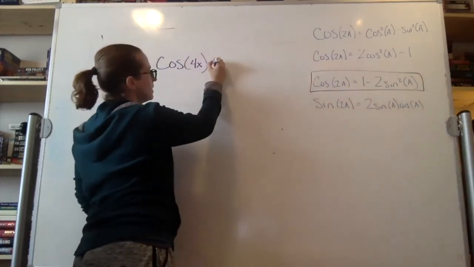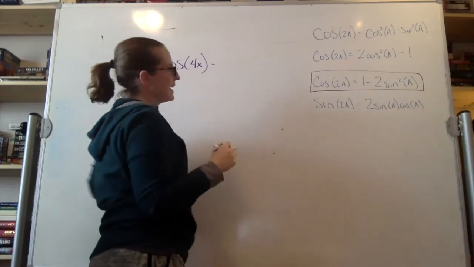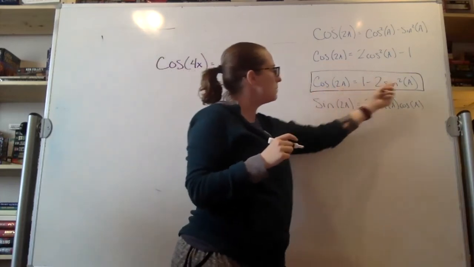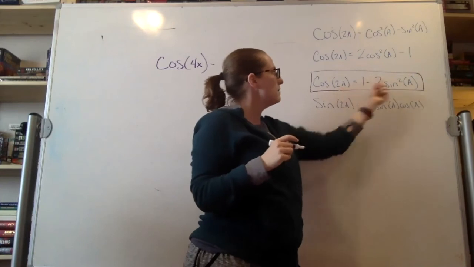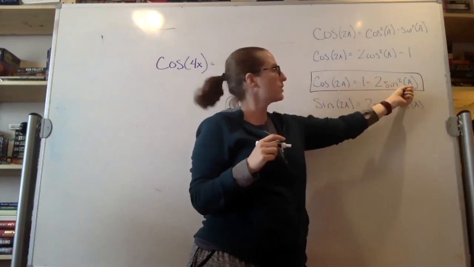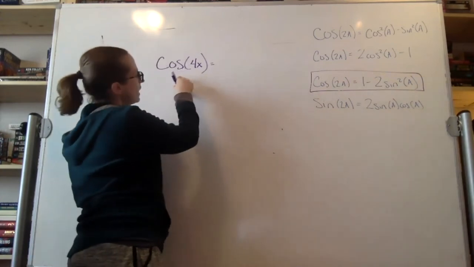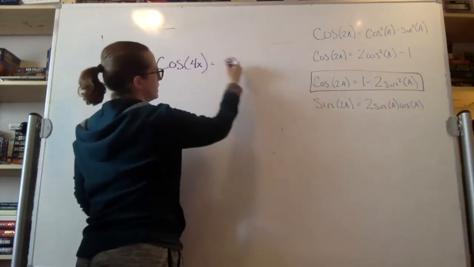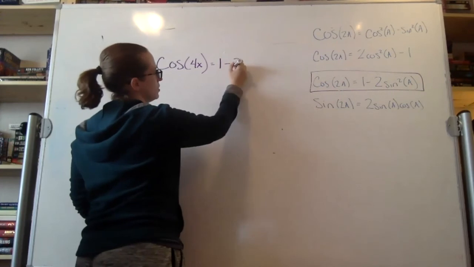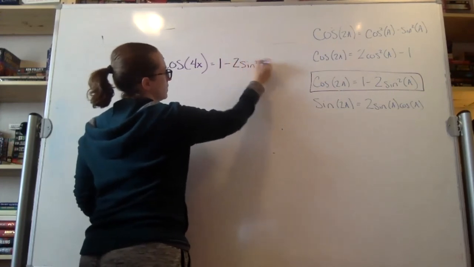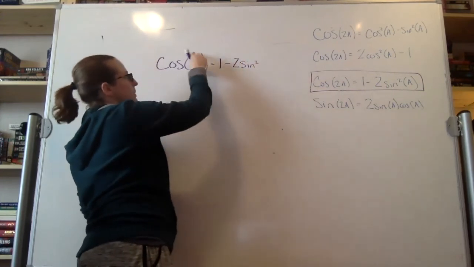Now I need to be a little bit careful. Notice what this says. This says 2a becomes a. In other words, this becomes half. That's why these are called double or half angle identities. So when I rewrite cosine of 4x using this, I'll have 1 minus 2 sine squared of not just x, it'll be half of this.